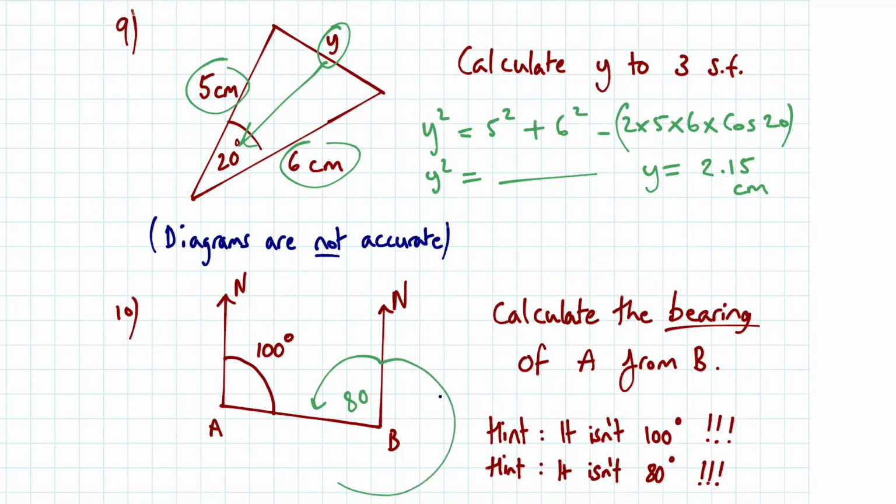So you go clockwise around there like that, and you should be able to see, of course, that if the inside bit is 80, the outside bit must be 280. So that clockwise angle or bearing that we're looking for is 280, and that is actually the answer to the question. So that's it for this homework.